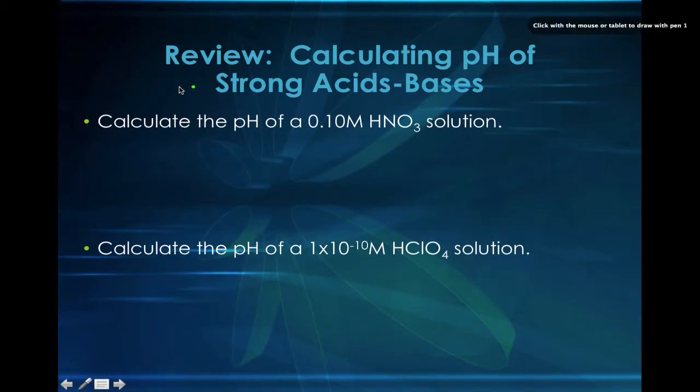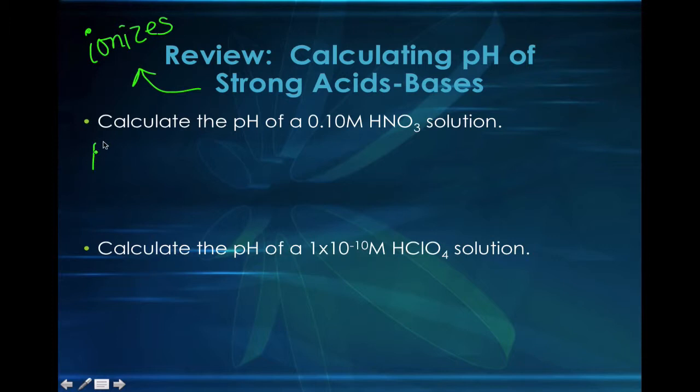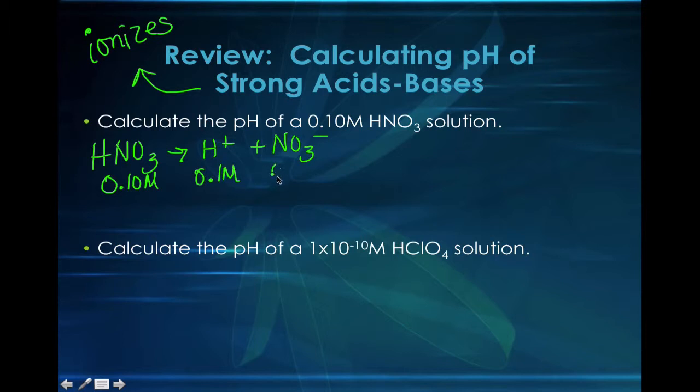Well, remember, what makes something strong is that it ionizes completely. So when we're looking at nitric acid, it's HNO3. We know it's going to break up into hydrogen ions and nitrate ions. And if this was originally 0.1 molar, the concentrations of these two ions that are produced are also going to be 0.1 molar.